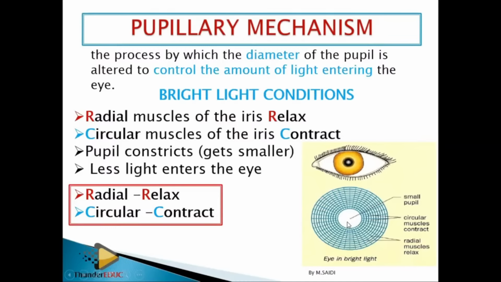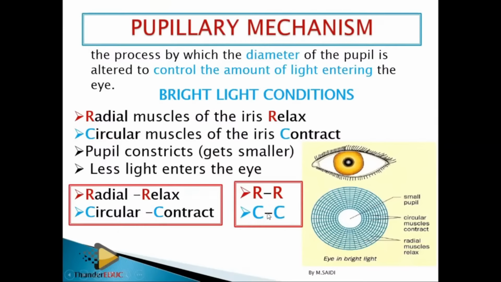When they contract, what happens? It means that the diameter of the pupil will decrease. And then when it decreases, it means that less light will enter the eye. So it means that it's pushing this into the middle so that now this hole is small. And then less light will be entering the eye. So that is R with R and then C with C. You just need to know this.